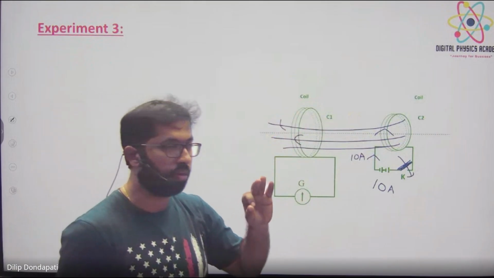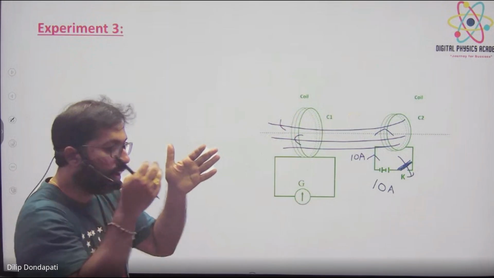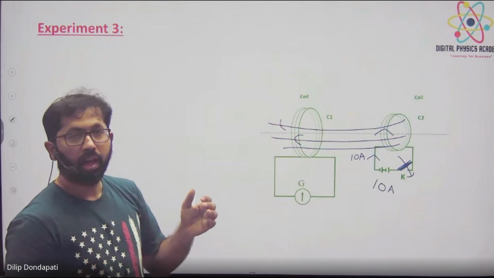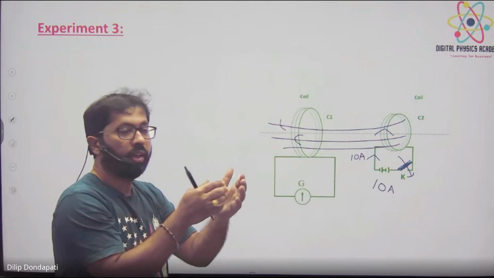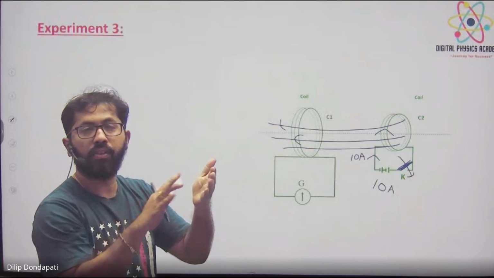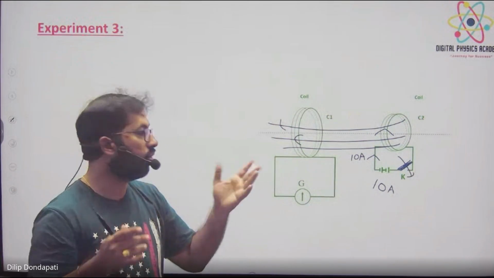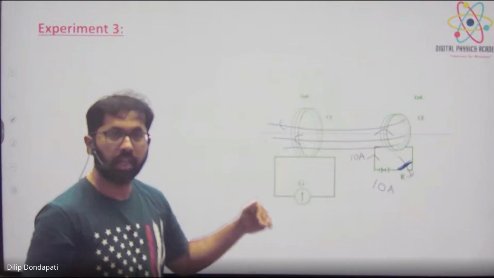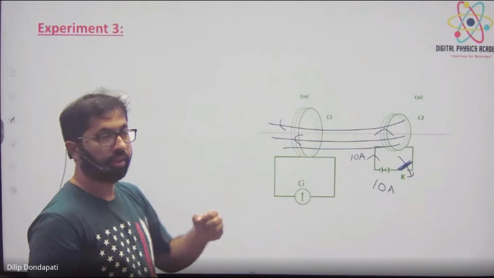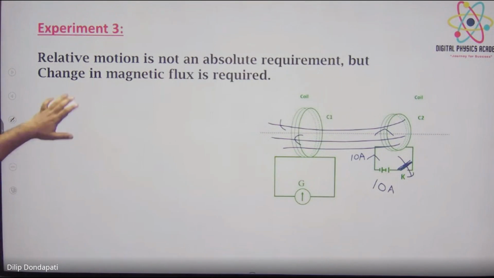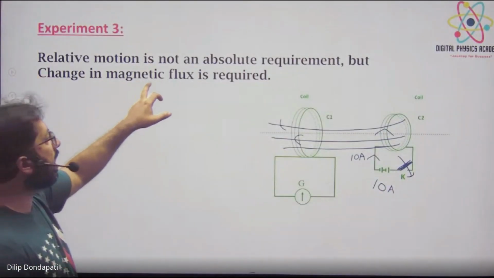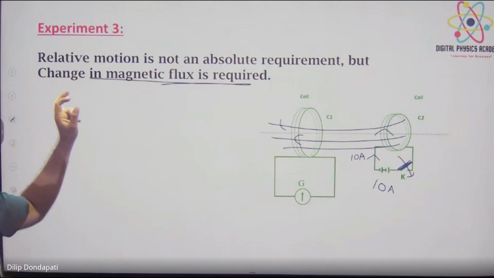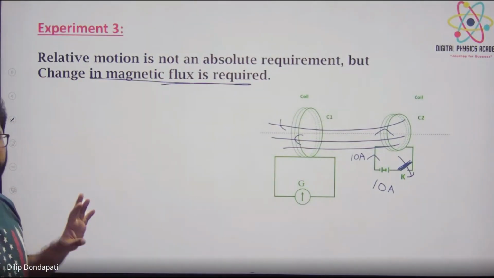That means what is the major condition? Flux change is important. If the flux in the conductor is changing, then only current flows in the coil. If there is no change in flux, no current is induced. Usually, he mentioned this in the first law. So what is the condition here? Relative motion is not an absolute requirement, but the change in magnetic flux is required. Very important. Without change in magnetic flux, there is no current.